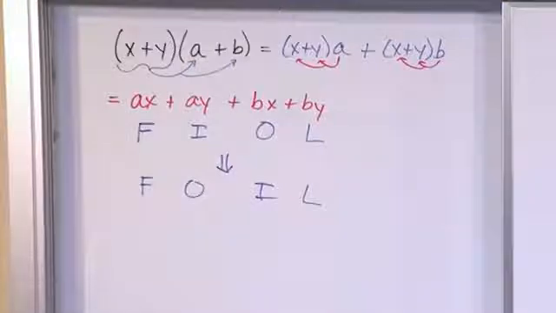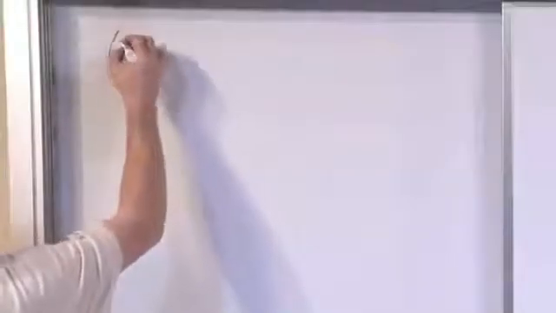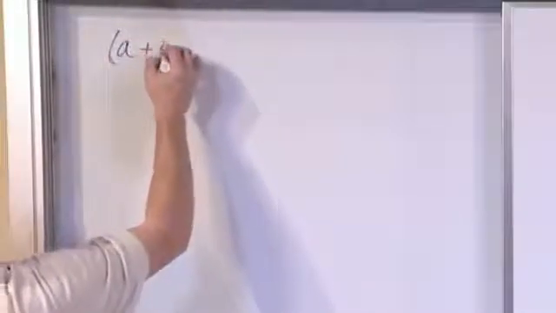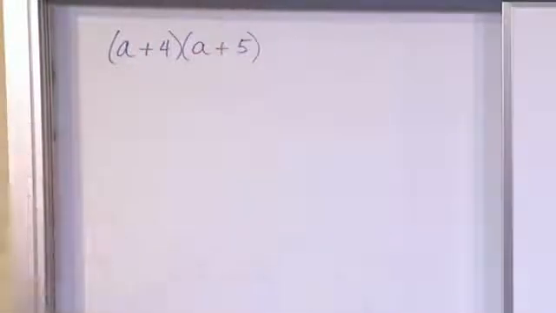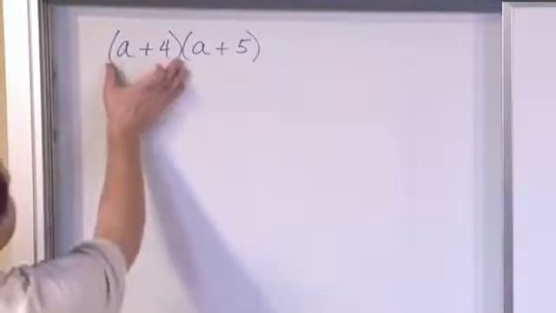So let me erase the board, and what we're going to do next is work a FOIL problem. Actually, we're going to work several problems where we're going to multiply using the FOIL method. All right, what if I have a plus 4 times a plus 5, and I want to multiply these together? Well, I could certainly do exactly what I did before. I could treat this as one unit.